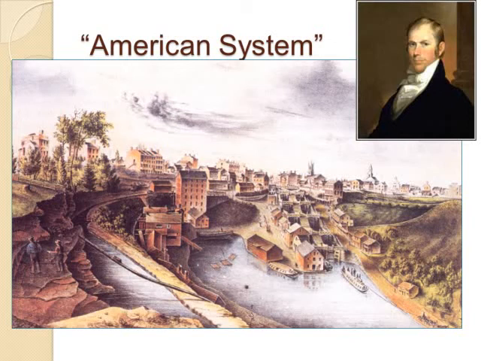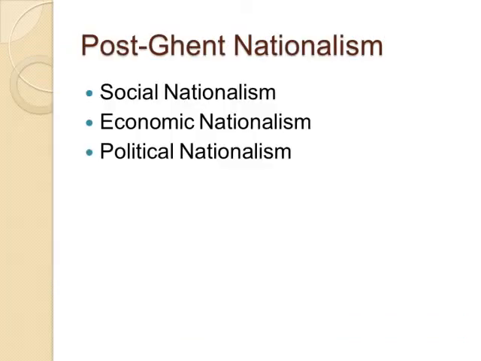And the three points of the plan were, one, it was going to have a strong central bank. Number two, it was going to have a protective tariff. And number three, what were they going to improve? Internal improvements, roads, canals, schools, buildings, whatever else. And in doing so, was that going to improve the U.S. economy? Was it going to improve transportation? Most definitely. So again, social, economic, and political nationalism. You guys are good there, right?